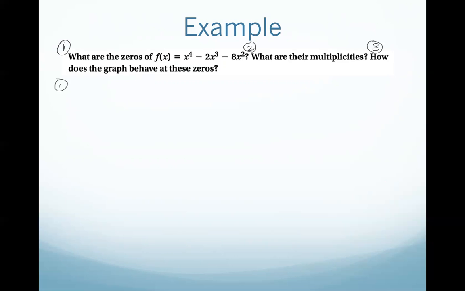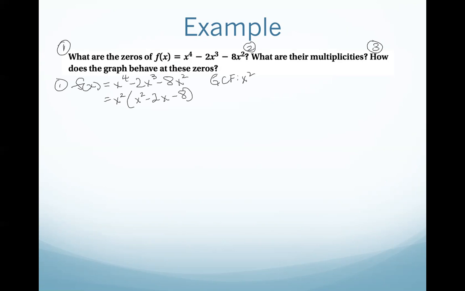Part 1, what are the zeros of the function? So we have f of x equals x to the 4th minus 2x cubed minus 8x squared. In order to find the zeros, I need to factor. To factor this, I'm looking first for a greatest common factor, GCF, of x squared. So then I factor out an x squared. That leaves me with x squared minus 2x minus 8.